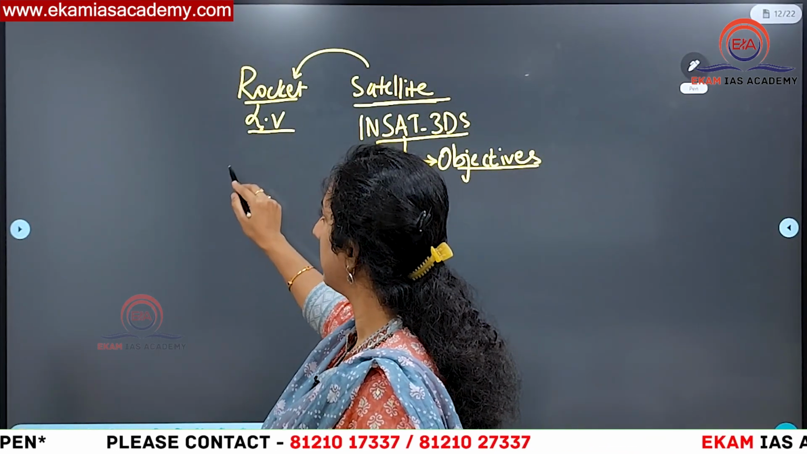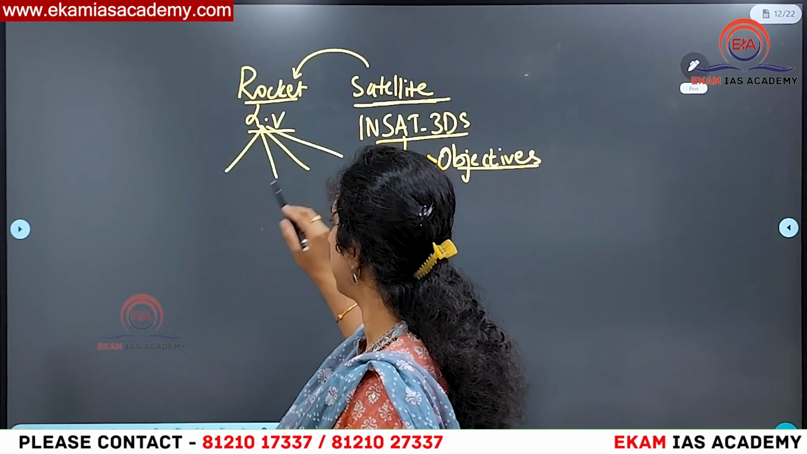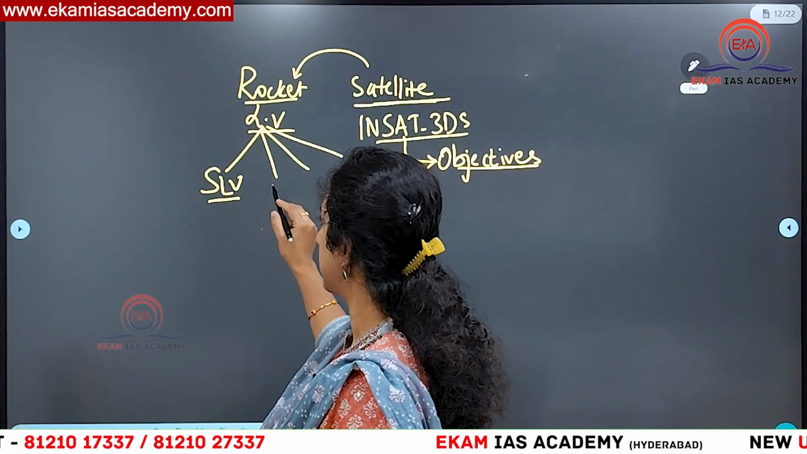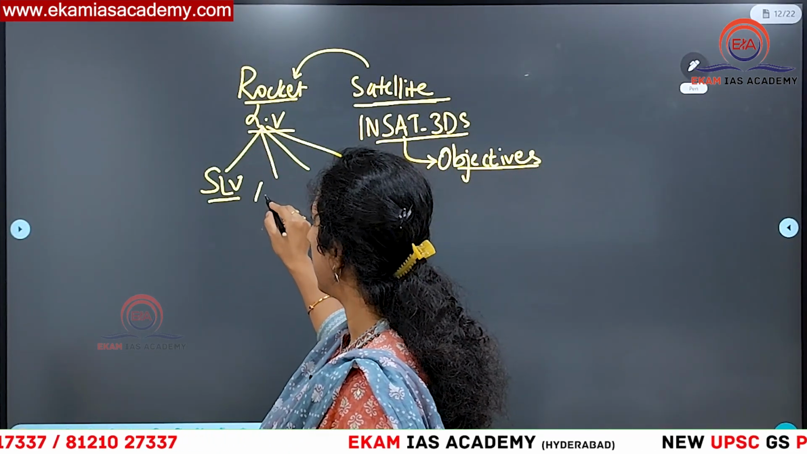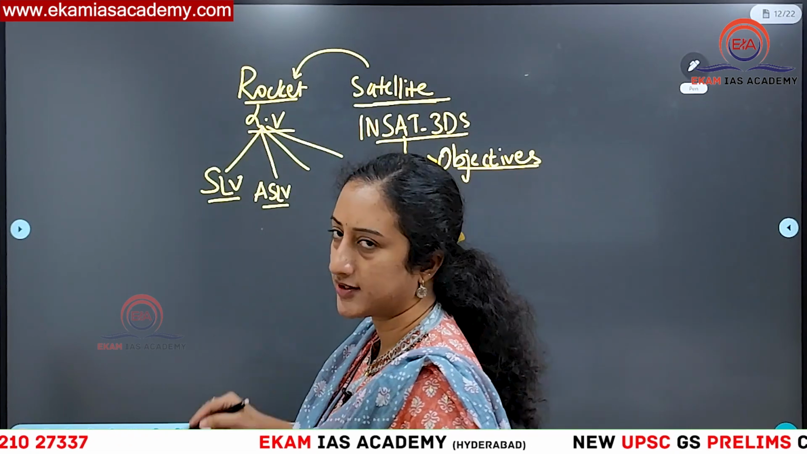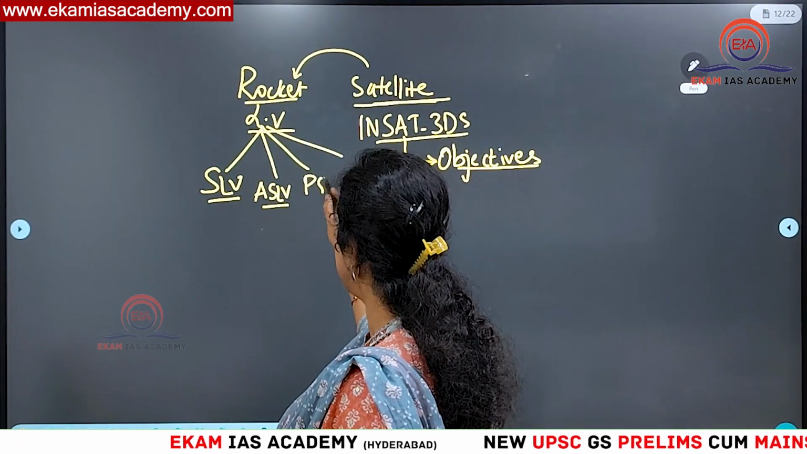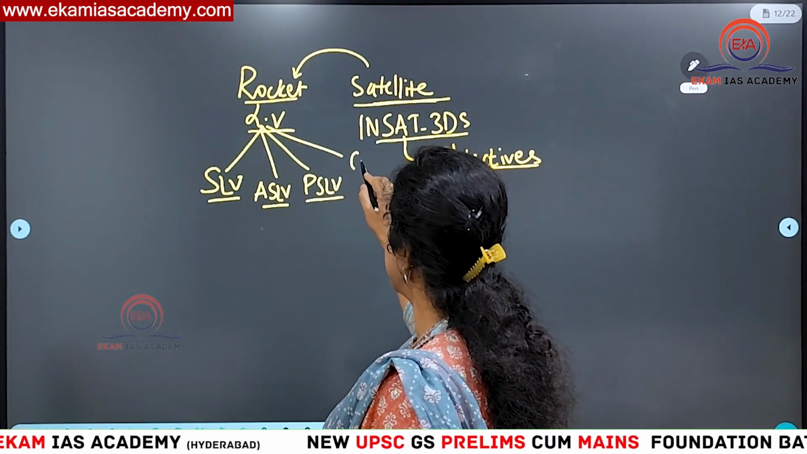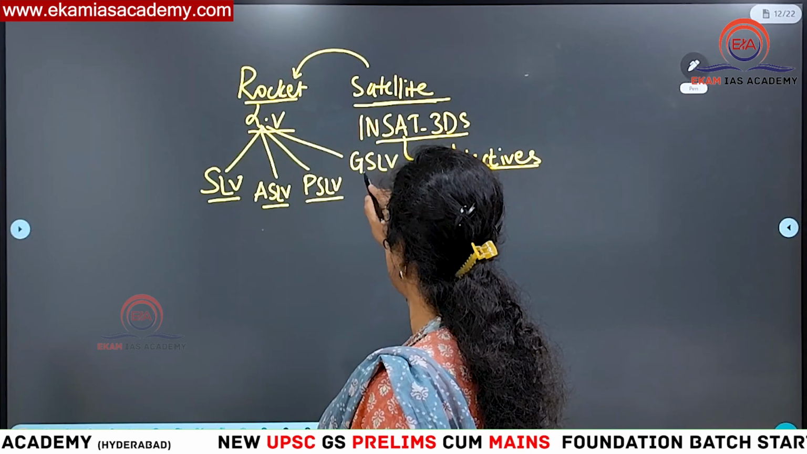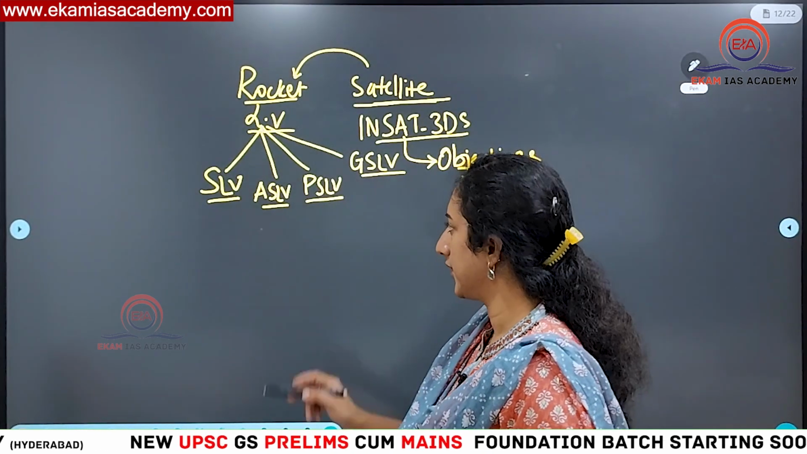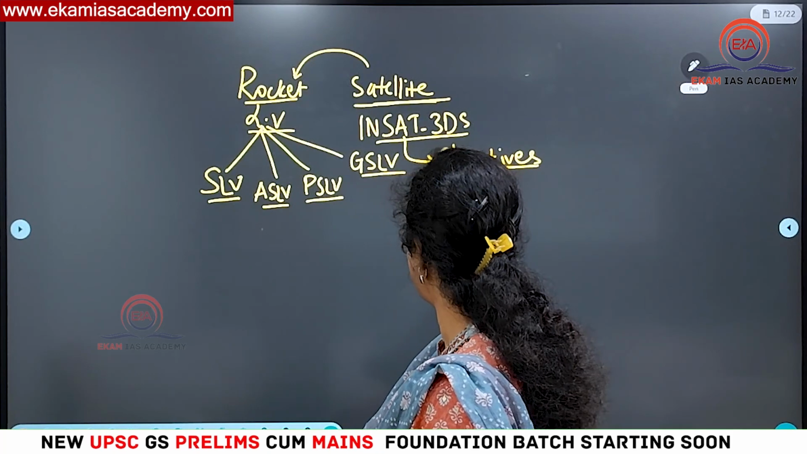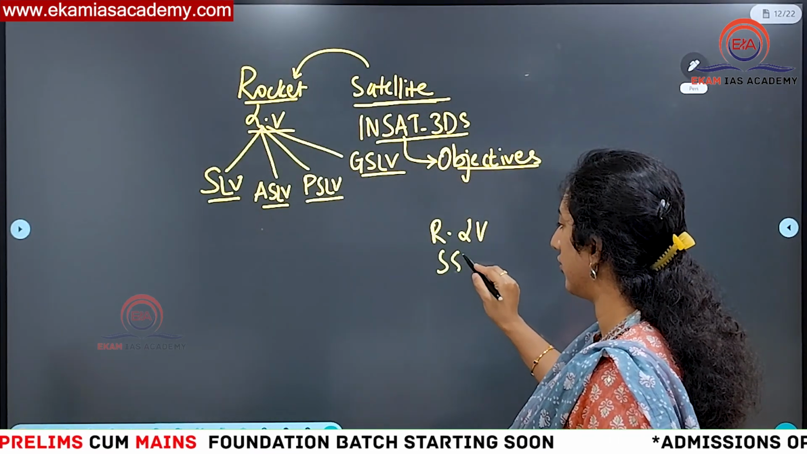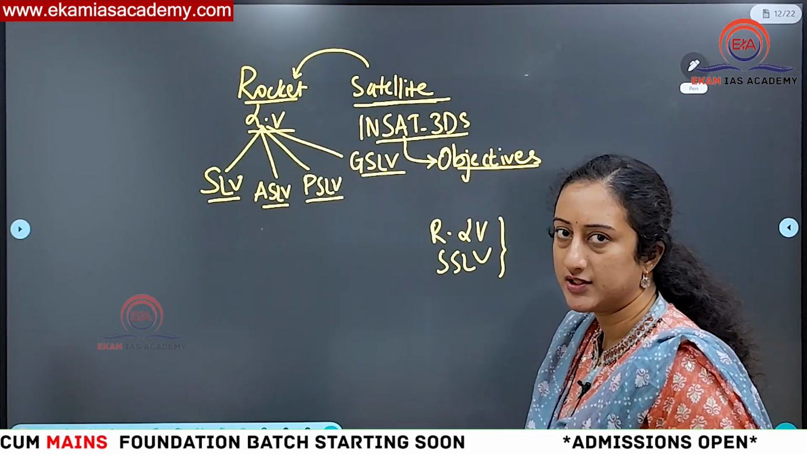So in India we have 4 launch vehicles. Initially we have SLV, satellite launch vehicle, that is the first of the launch vehicles we have. Then ASLV, augmented satellite launch vehicle. Then PSLV, this is polar satellite launch vehicle. And you have GSLV, geosynchronous satellite launch vehicle. This is the fourth one. In recent times we are also having reusable launch vehicles, and also small satellite launch vehicles. These are the new things which we are having in the launch vehicles.